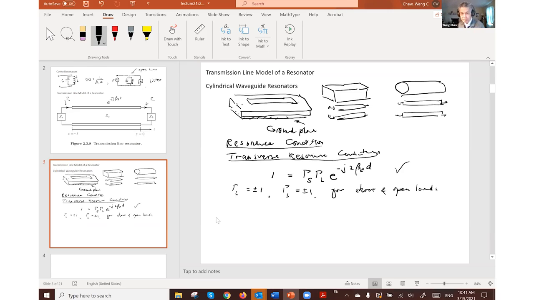Depending on the situation, we can have two cases. One is when the left-hand side equals e to the minus j 2 beta z d. And the other case is when the left-hand side becomes minus 1. There are a few combinations. There are 4 combinations for the product of gamma S times gamma L, but only 2 equations that come out. These are the 2 possibilities.